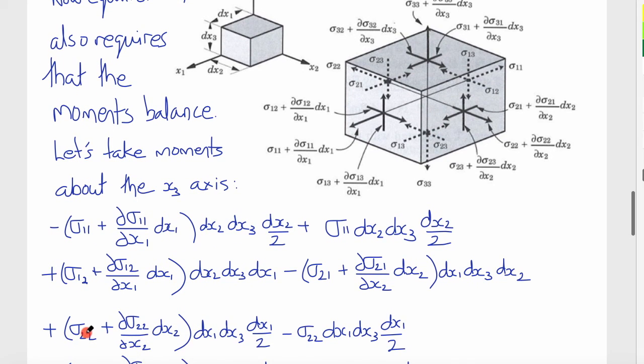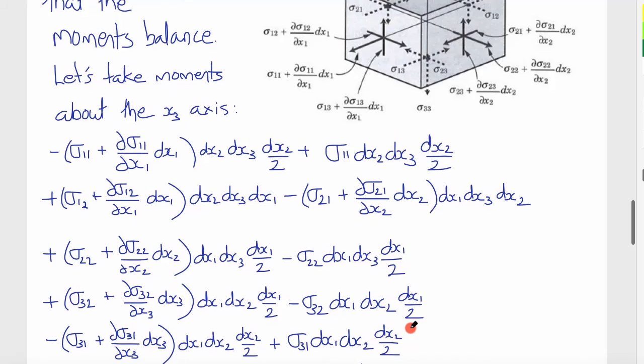plus sigma 2,2 contribution of this and this. So this traction here, sigma 2,2 plus del sigma 2,2 del x2 times dx2 times this area, dx1, dx3 times the moment arm, this distance here, which is dx1 over 2, minus the moment due to sigma 2,2 here, which is sigma 2,2 times dx1, dx3, which is the area, times the moment arm, dx1 divided by 2.